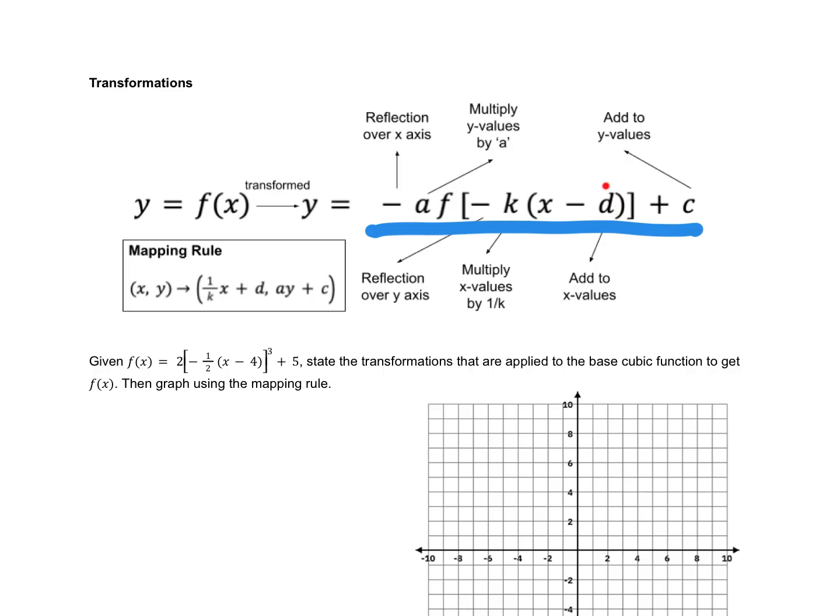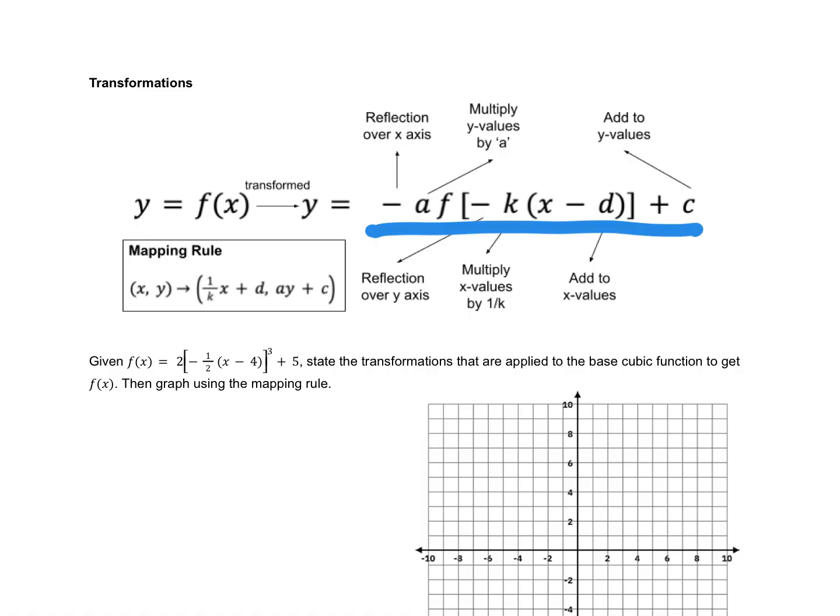And finally, inside the bracket, we also have this x minus d. That d value is the horizontal shifting, the right-left. Whatever value you see in here, you have to take the opposite sign, and that's the direction you are going in. So if we saw x minus 2, we're actually shifting to the right, positive 2. If we saw x plus 3, we're shifting to the left 3 units.